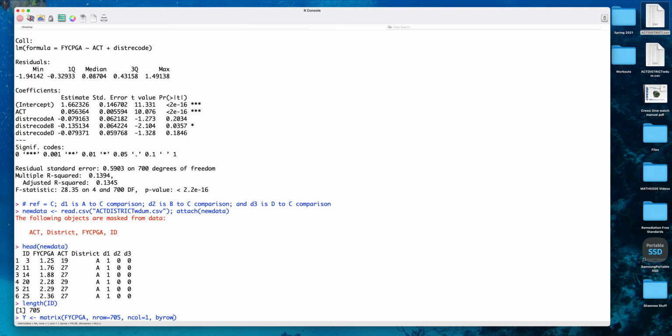All right, now we need to get our design matrix. So same game. Multiple ways to create your ones. This is the way I do it. There are other ways, obviously. So I need to C-bind some stuff. So I need my ones, I need my ACT, I need my D1, my D2, and I need my D3.